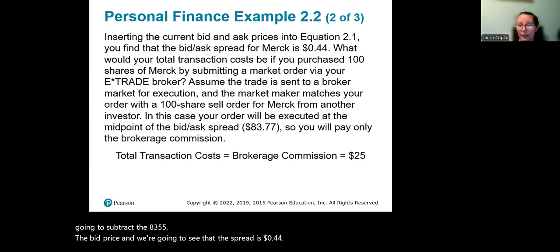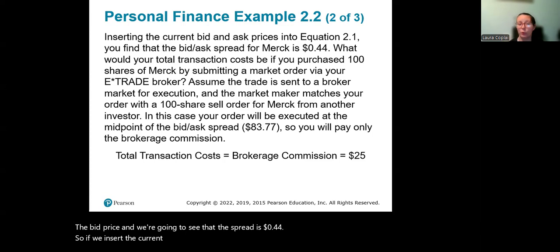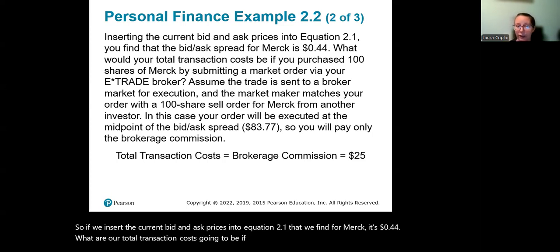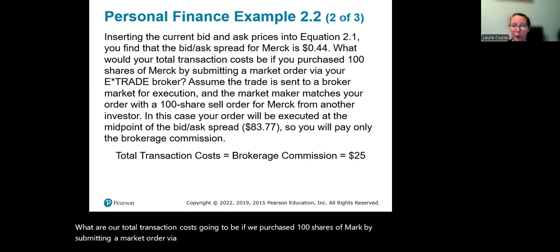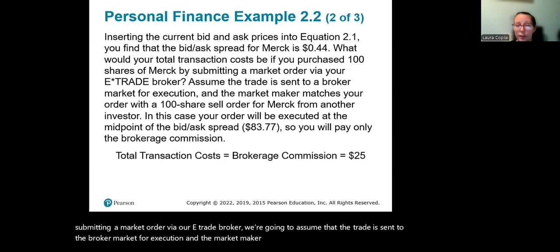So if we insert the current bid and ask prices into equation 2.1 that we find for Merck, it's 44 cents. What are our total transaction costs going to be if we purchased 100 shares of Merck by submitting a market order via our E-Trade broker? We're going to assume that the trade is sent to the broker market for execution, and the market maker matches your order with a 100-share sell order from another investor.